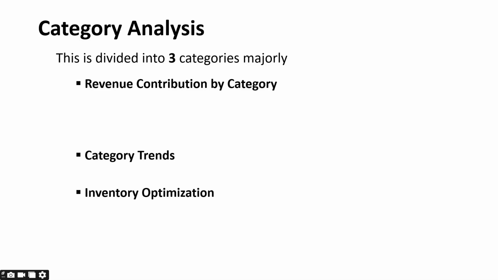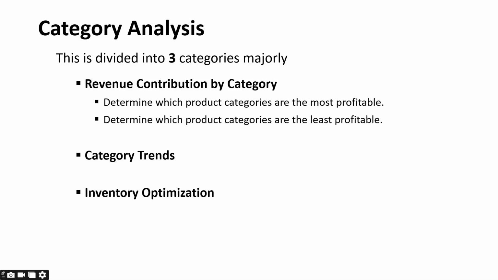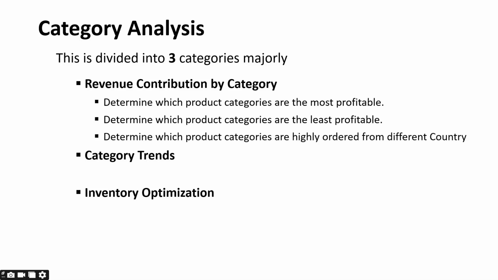Under revenue contribution by categories, we're going to determine which product categories are the most profitable. We'll also determine which product categories are the least profitable. And then we're going to determine which product categories are highly ordered from different countries. Under the category trend, we are going to analyze the trend in category performance over time. As the years go by, what is the data saying in terms of the categories?